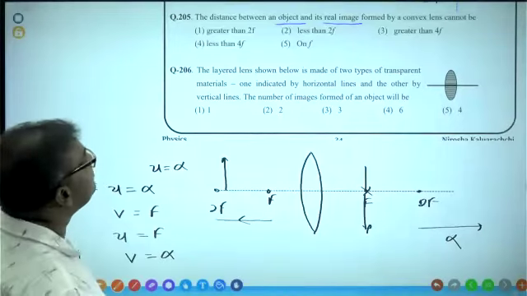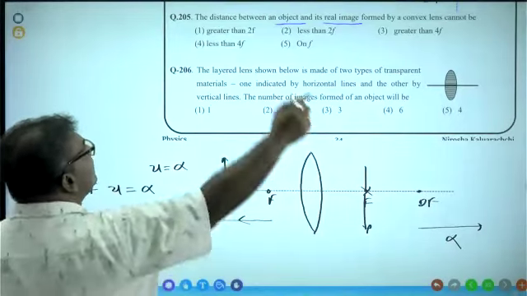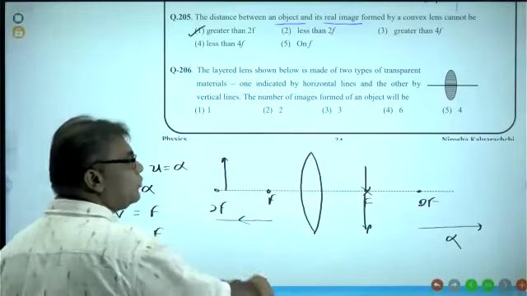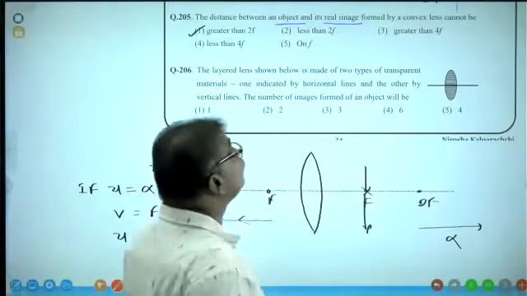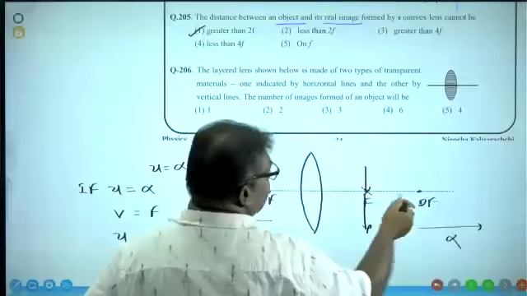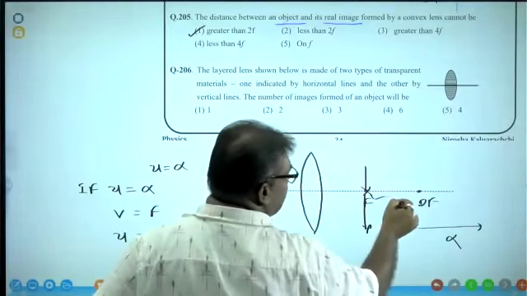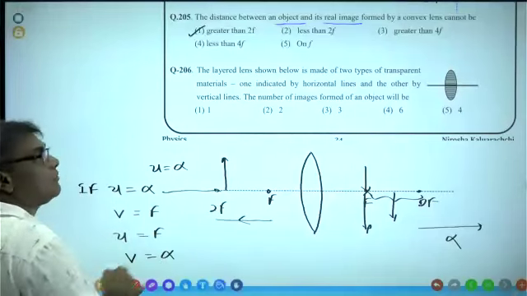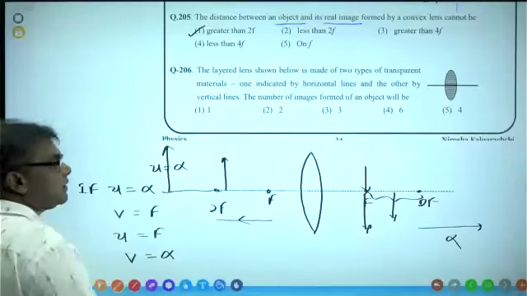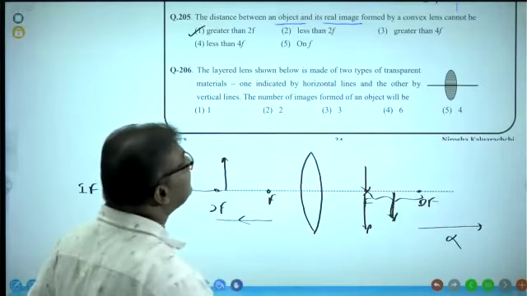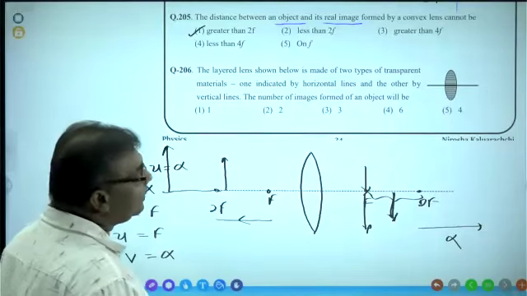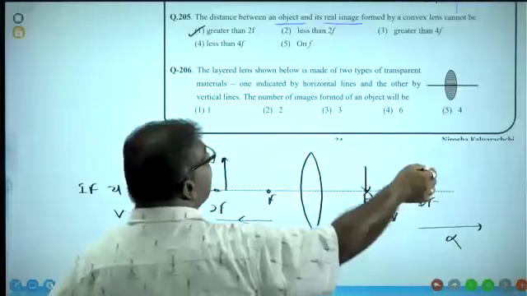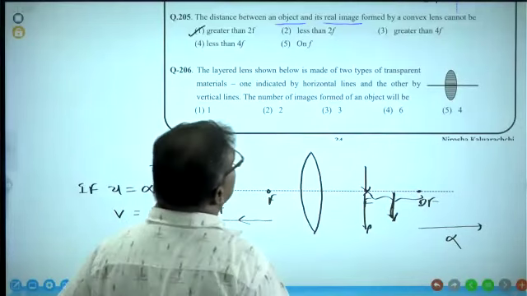Cannot be greater than 2f, real image possible. Greater than 2f: if you keep the object in between f and 2f, the image distance is greater than 2f. Next, less than 2f possible. Less than 2f, in between these two, we can get the image if the object is kept beyond 2f, right? If the object lies right here, a small image is formed like this. Greater than 4f also possible, no? Image distance greater than 4f possible.